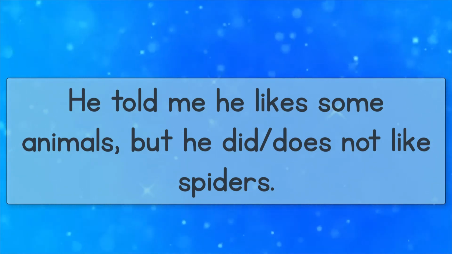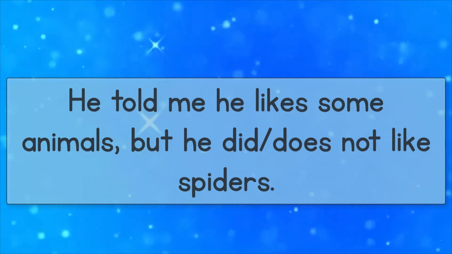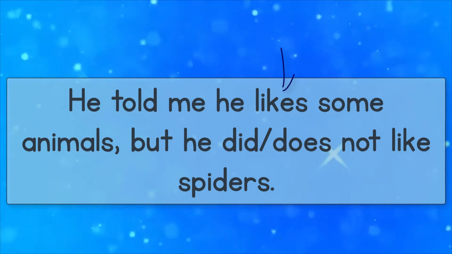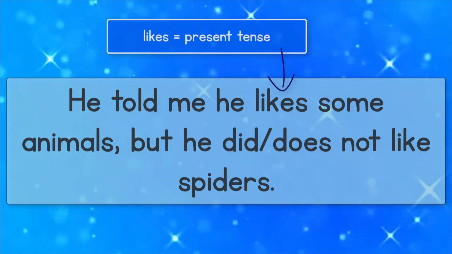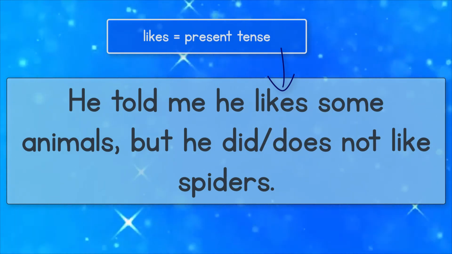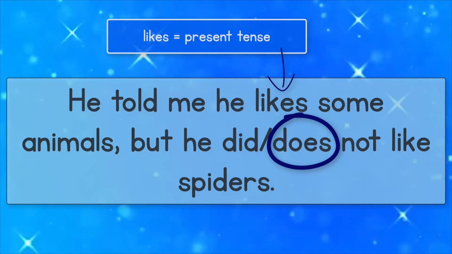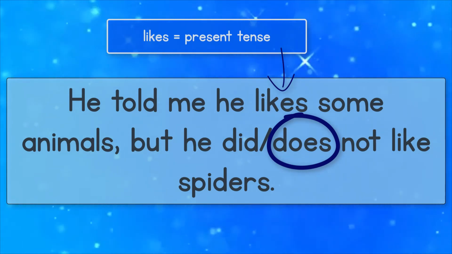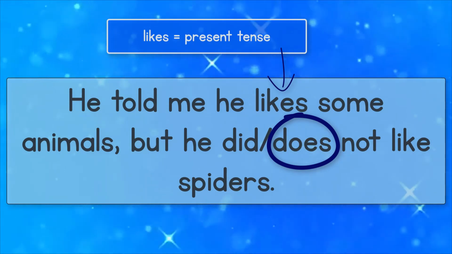This one's a little bit tricky. What's our clue to tell us when it happened? Yeah, it says he likes. He told me he likes. Likes is the present tense. He likes it right now. So we know we would use the word does, because does tells us it's happening right now. He told me he likes some animals, but he does not like spiders.